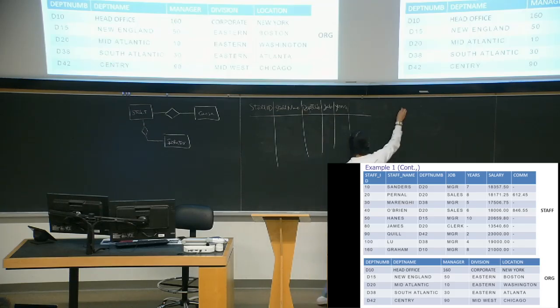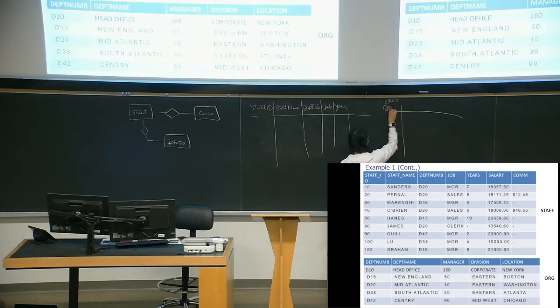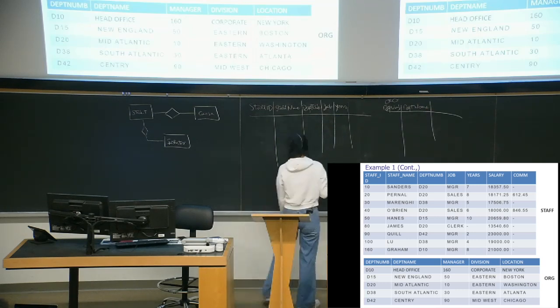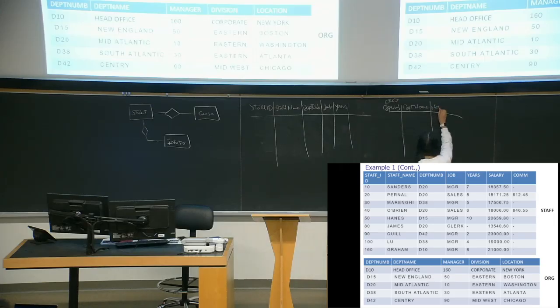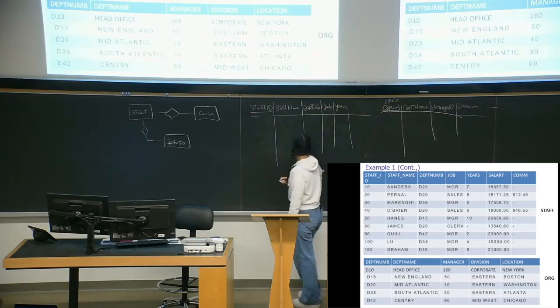And then the second table was the organization table with department number, department name, and manager ID, division, and so on. So this was the primary key here, and this was the primary key here.